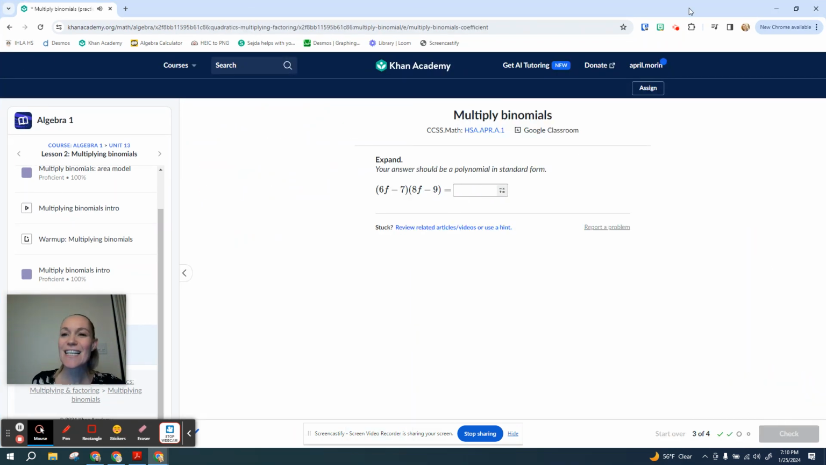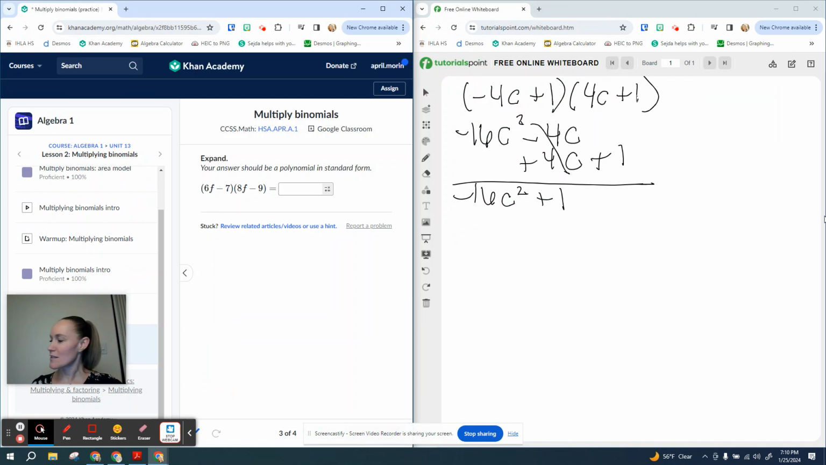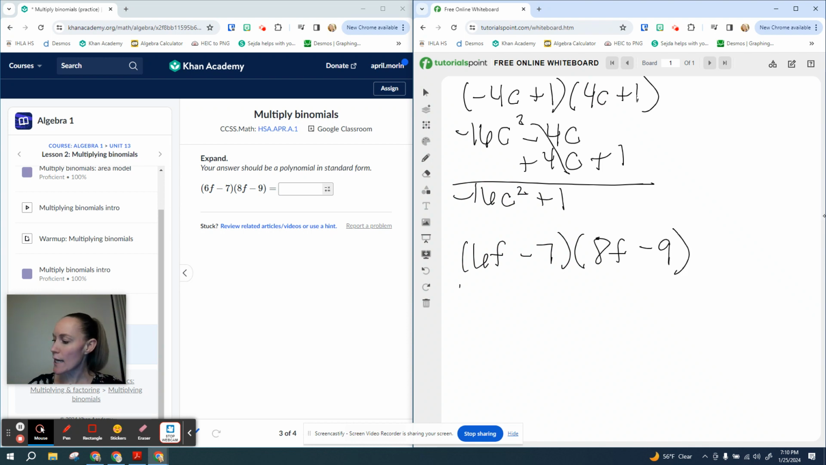Okay, next. So we have 6f minus 7 times 8f minus 9. Okay, 6 times 8 is 48. f times f is f squared. And then 6 times 9, negative. So positive times negative is negative. 6 times 9 is 54.